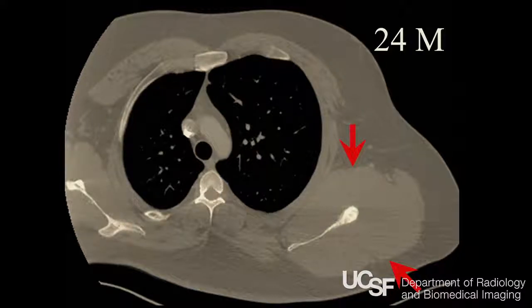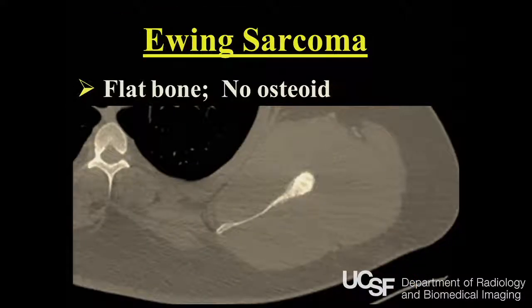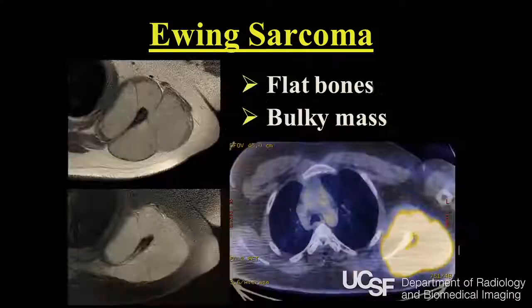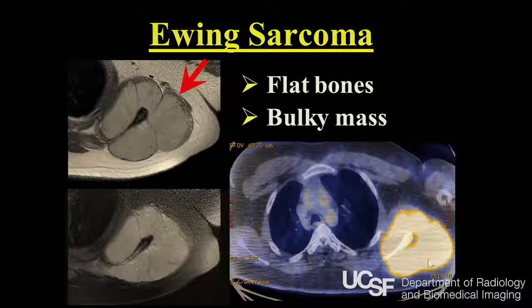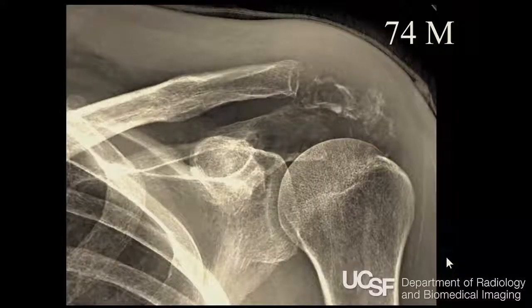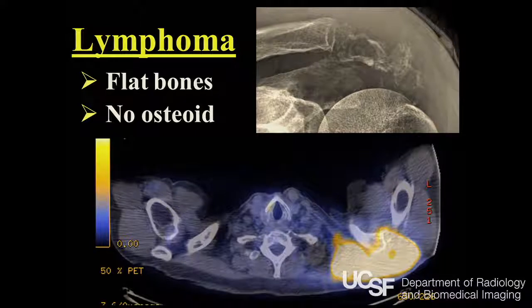A 24-year-old male. There's a large soft tissue mass adjacent to this flat bone. The flat bone, the scapula, does not look normal. And there's no osteoid or other discernible matrix. This was a case of Ewing sarcoma. Note the markedly increased PET avidity. Now, what about this case? A 74-year-old, not a 24-year-old, with a destructive lesion involving the scapula. This case is an example of lymphoma of bone.